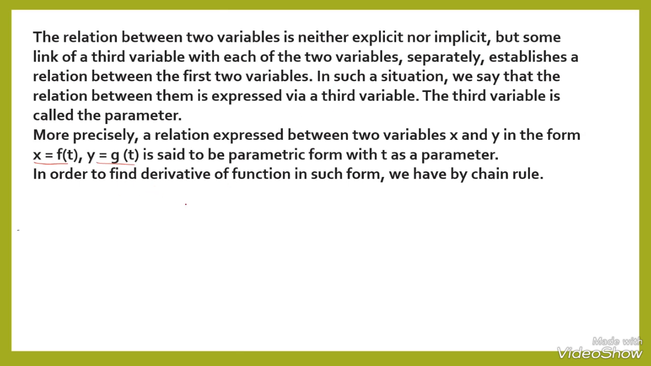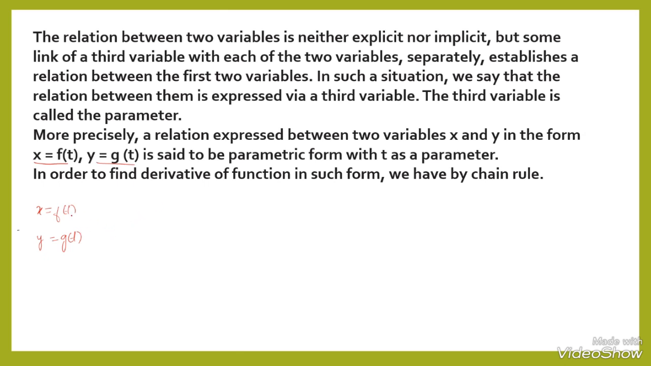The first function is x is equal to f of t, and the other function is y is equal to g of t. The third variable that connects them is called a parameter. A relation expressed between two variables x and y through the third variable is said to be in parametric form with the parameter t, where x is equal to f of t and y is equal to g of t.